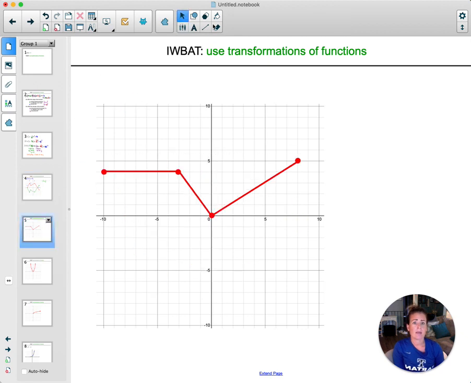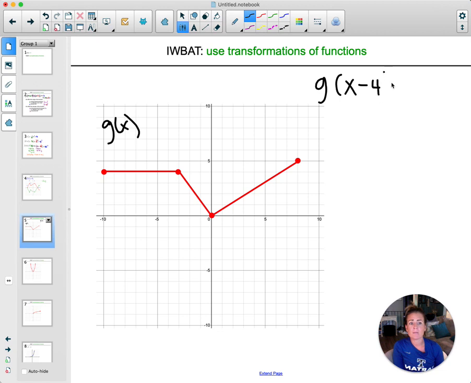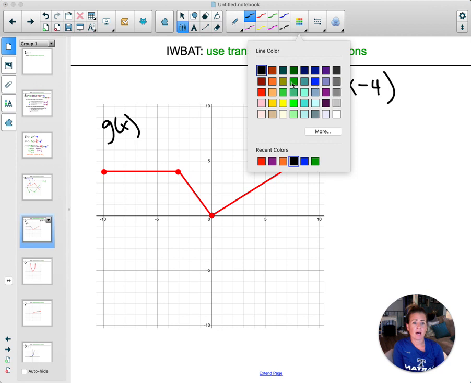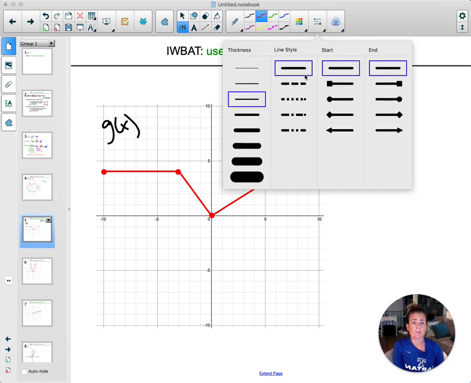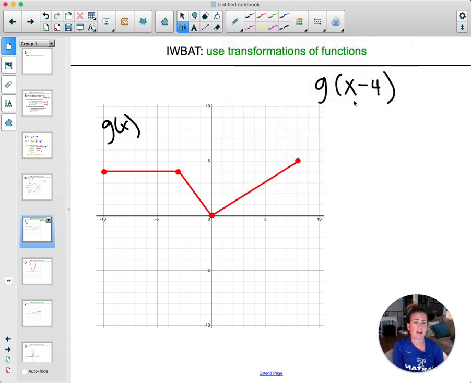Let's take a look at this one. This can be the graph of, let's just call it g of x. So then let's do g of x minus 4. For this one, you have an h value. So this is an h value of 4. So this is going to move it to the right 4. It's inside the function, so it's going to move it left or right. So this one's going to move it right 4 units.